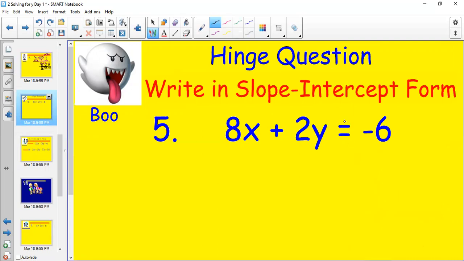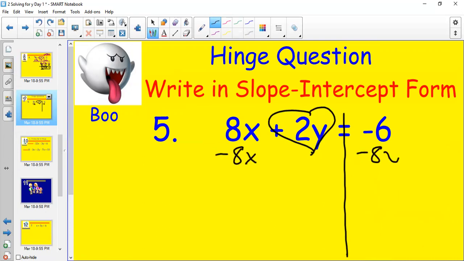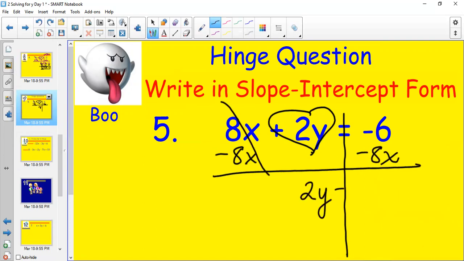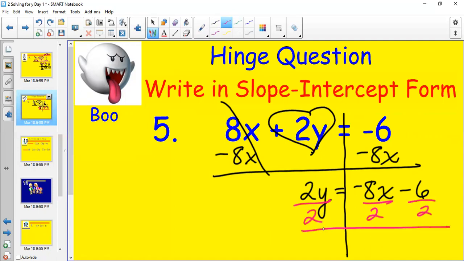All right, let's see. If I have my happy couple, that's a 2y. I'm going to get rid of my positive 8x with the subtracting of 8x. That gives me 0. I should have 2y equals. I put my x term first. How many x's do I have? I have negative 8 of them. How many constants do I have? Negative 6. Now split up your happy couple by dividing everything by 2, and let's clean it up.